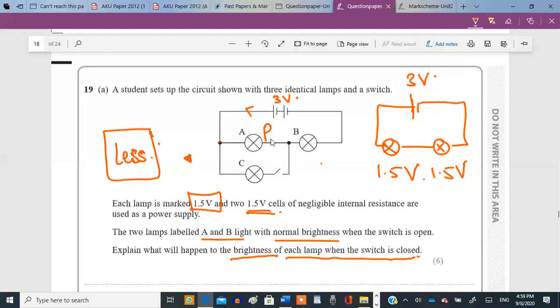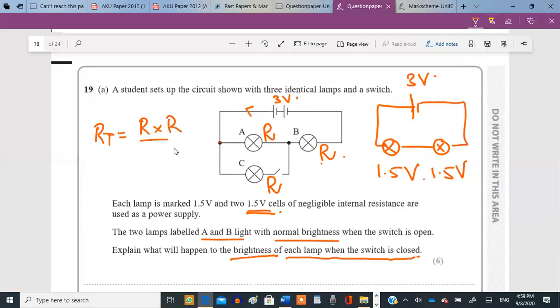So if we assume the resistance of A is R and the resistance of C and B are also R and R, if we calculate the total resistance of the two connected in parallel to one another, what is it going to be? The formula for calculation of the total resistance for parallel is product upon sum. The product is going to be R multiplied by R and the sum is going to be R plus R. R multiplied by R will give you an answer of R squared.